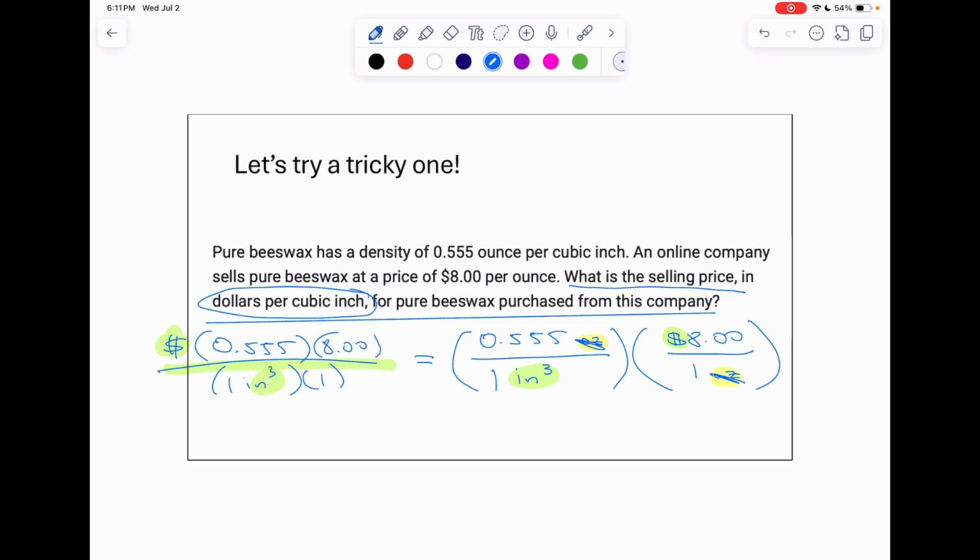0.555 times 8 equals $4.44 per 1 times 1. That's just 1 cubic inch. So our answer to this question would be 4.44. And we would grid it in just like that, without the dollar sign. Remember, we don't ever try to grid in a dollar sign. So our answer that we would put in our little student-produced response area would be 4.44.